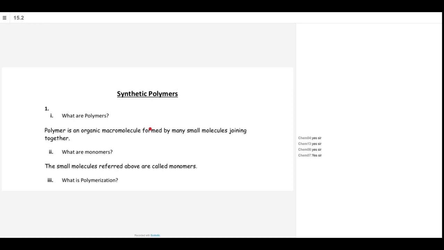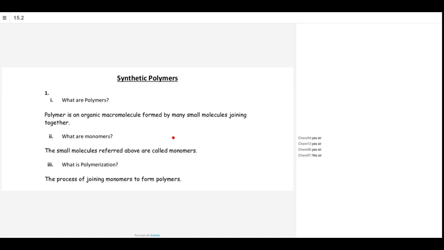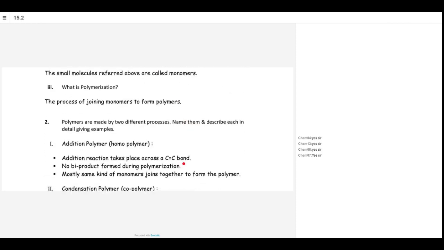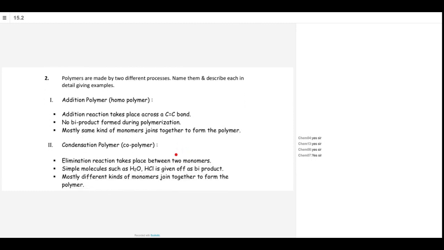Now, polymers are long chain macromolecules which are formed by small, tiny molecules joining together. As you have done the basics of polymers in O levels, you know these tiny molecules are referred to as monomers, right? The process of monomers joining together to form the polymer is referred to as polymerization, right? There are two main types of polymers, addition and condensation polymers.